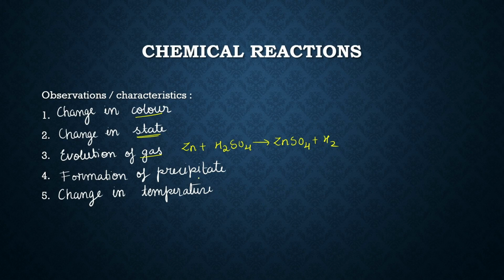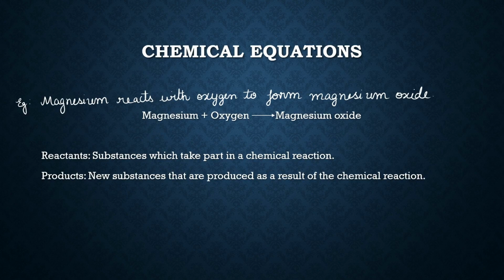The next thing is the formation of a precipitate. What is a precipitate? A precipitate is an insoluble solid. Next, a change in temperature. These are a few observations from which you can see that a chemical reaction has taken place. Next, chemical equation. A chemical equation is nothing but the representation of a chemical reaction.